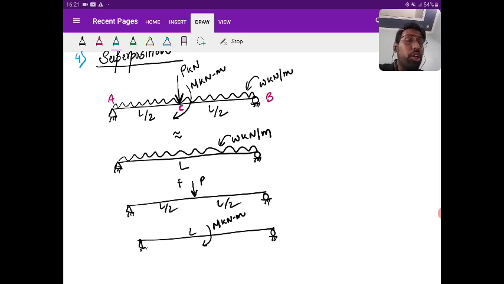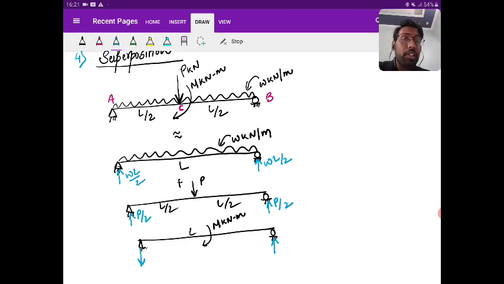Yes or no? So see here. If you look at the first one, due to UDL, it is symmetrical. So the total downward load is WL, and both supports will take half and half, that is WL by 2, WL by 2. For P, both will take P by 2, P by 2. Again, it is symmetry. If you take M, it will be balanced by the opposite couple. We have just seen that, it is M by L, M by L.